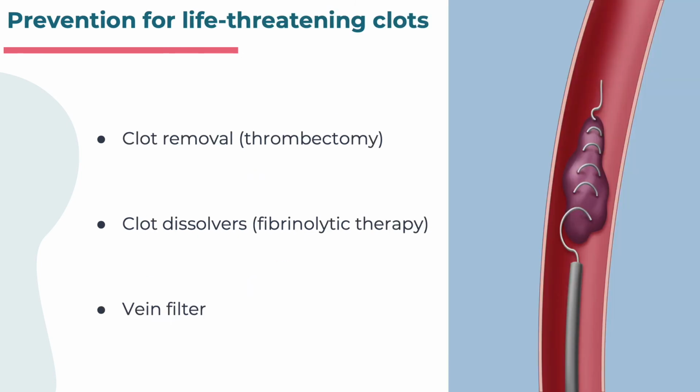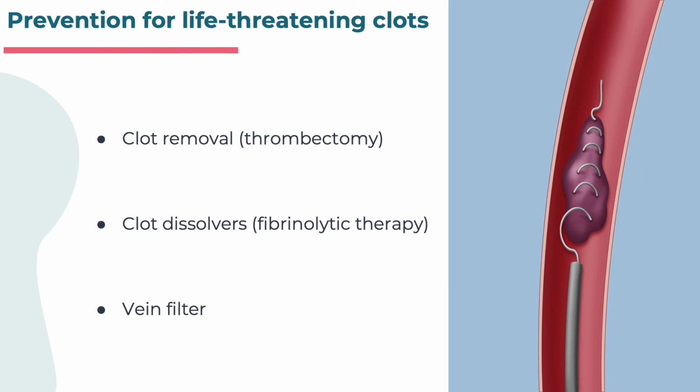And now let's talk about preventing and removing life-threatening clots. So there are three main ways of doing these if you are at a very high risk of a pulmonary embolism and if you have a very high clinical probability of a pulmonary embolism. So the first is something called a thrombectomy, and this is more simply put as a clot removal.